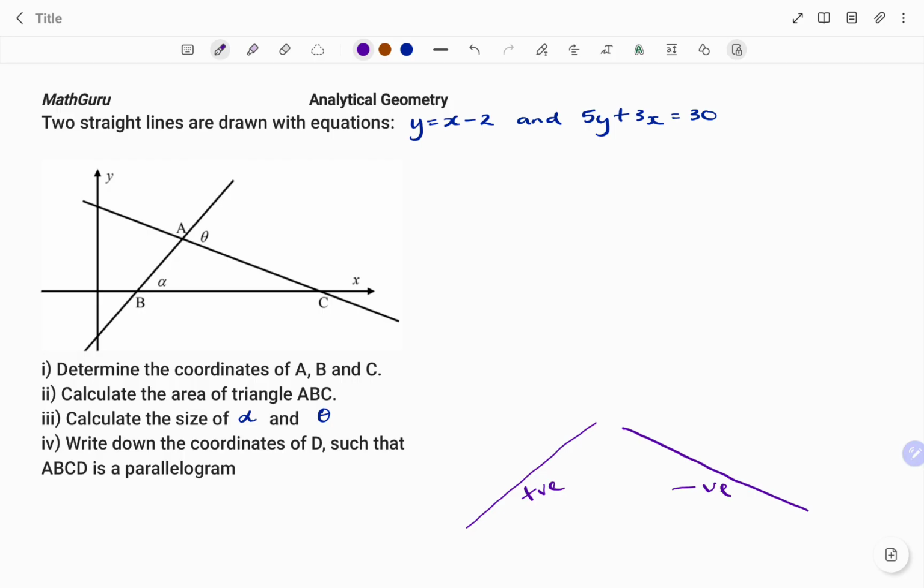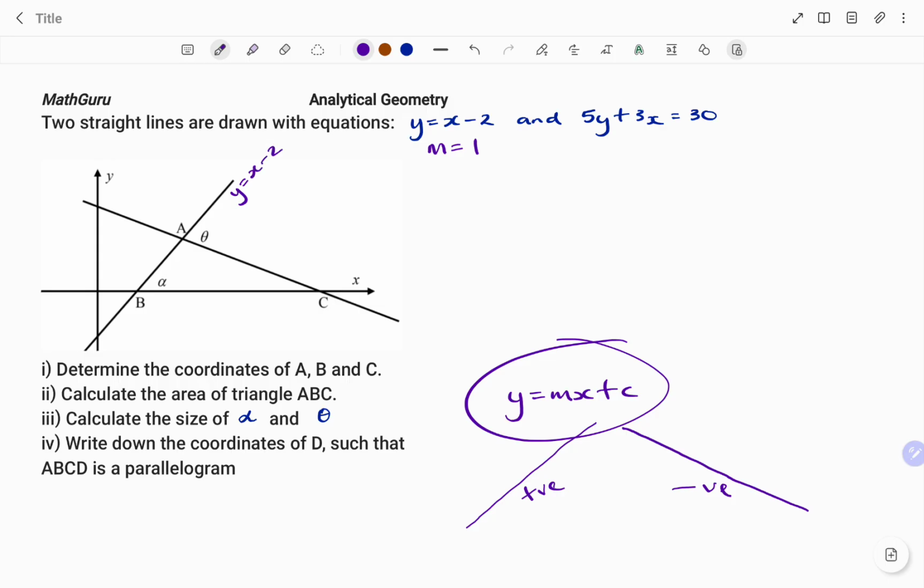So therefore, using the standard equation of a straight line, y equals mx plus c, I'm going to rewrite my equations in this format so that I'm able to determine if the gradient is positive or negative. For y equals x minus 2, you can see that the gradient here is positive 1, that's the coefficient of x. So what it means is the equation of the line that rises from left to right will be y equals x minus 2.